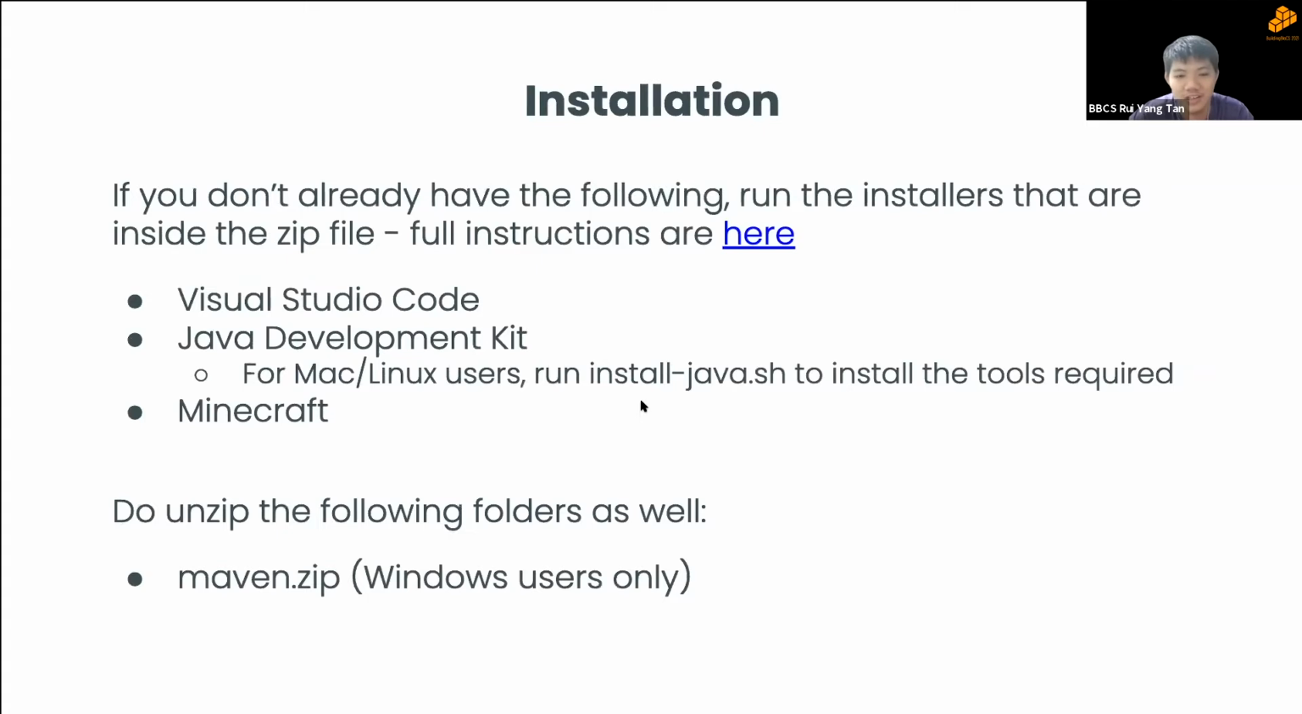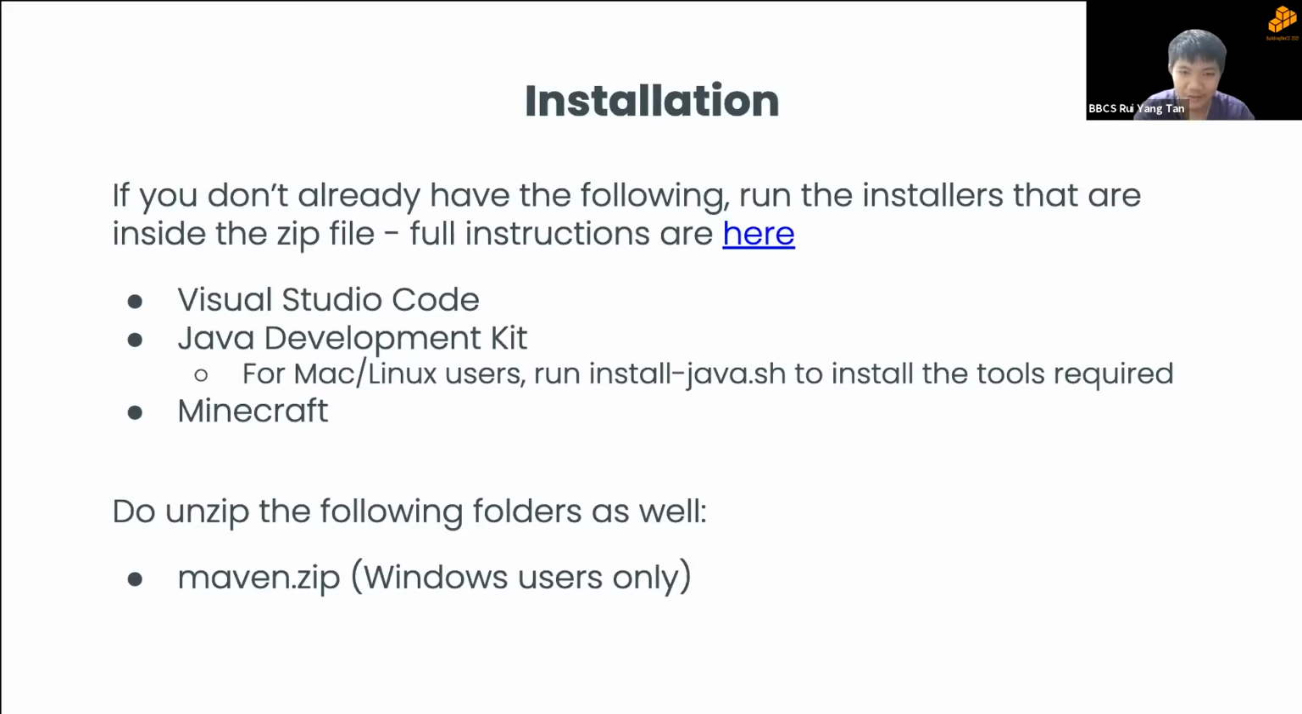All right. So for installation, if you don't already have the following software, do run the installers that have been pre-packaged in the zip file. For example, the development environment of choice for this workshop will be Visual Studio Code. So if you don't already have Visual Studio Code installed on your computer, do run the VS Code installer that we already have packaged. If you're not sure whether you have Java, we also package in a Java installer for you. So just run that.